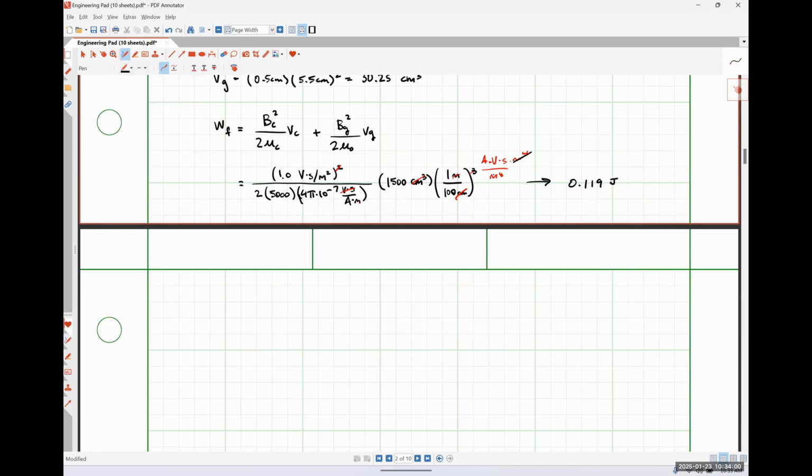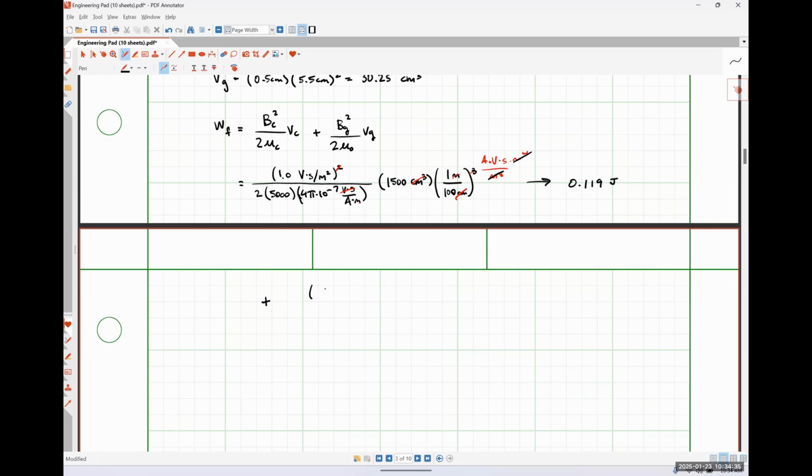So after all of this, we're left with volts times amps times seconds. Well, what's volts times amps? It's a watt, right? And a watt times a second is a joule. Joule is a watt second, or a watt is a joule per second, however you want to remember. Anyway, that is the amount of energy that I have stored in my core, 119 millijoules. Now let's look at the energy stored in my air gap.